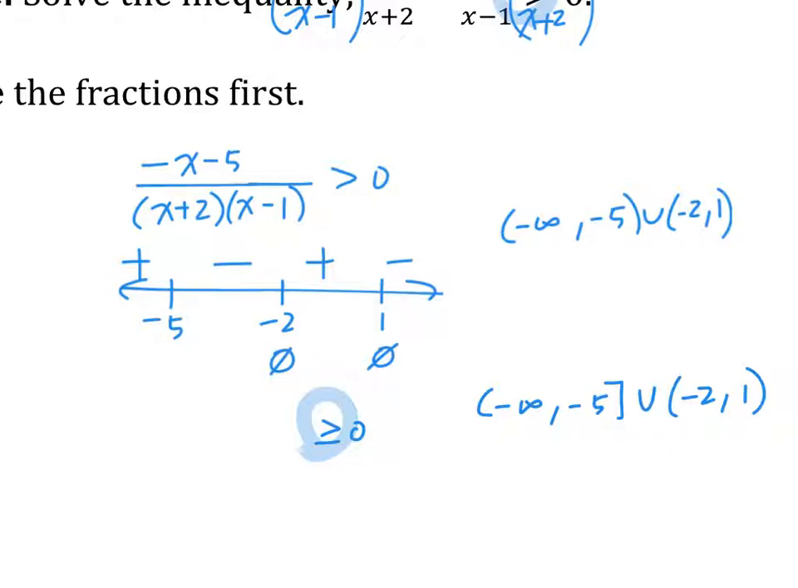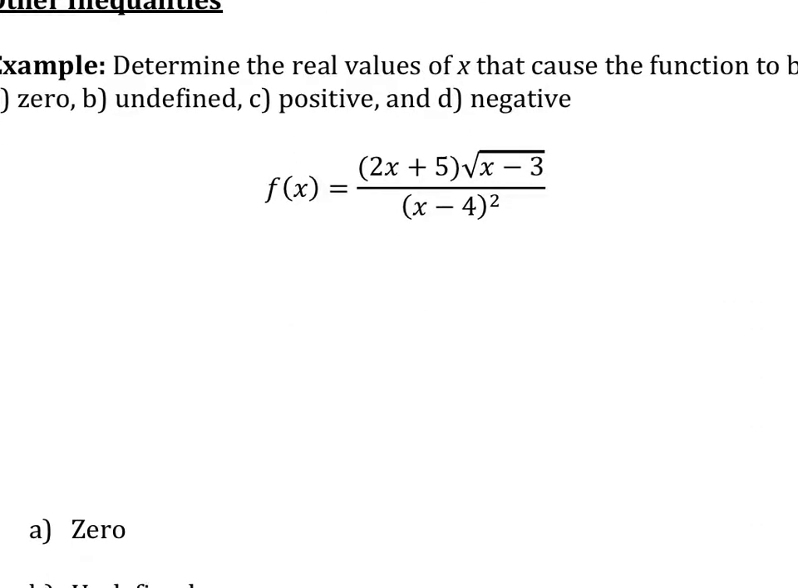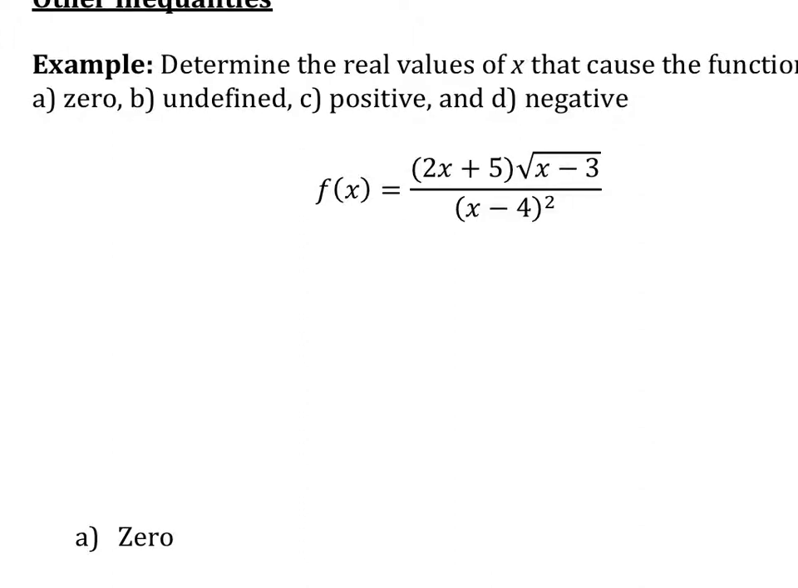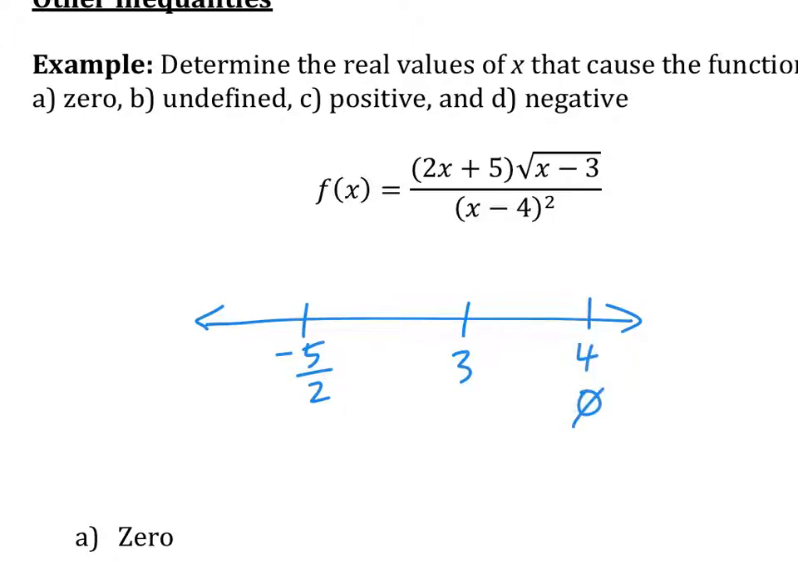All right, now we are going to move on to something that's a little bit different. Other kinds of inequality. So we have to figure out again what would make it 0, what would make it undefined, what would make it positive and negative. Same thing as before. We want to put in whatever makes it equal to 0 and undefined. What makes this equal to 0? Okay, -5/2. What else? 3. Okay, what makes it undefined? Okay, good. 4. So I'm going to put a thing there just to remind myself.